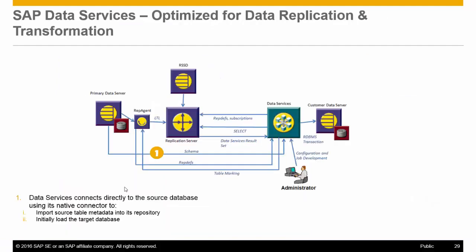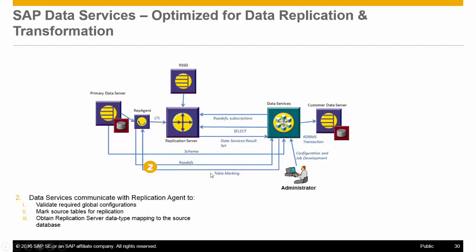Now the process works as follows. The first step is data services will connect directly to the source database using its own native connector, to first import the source table metadata into the data services repository, and then it will use that connection to load the source table into the target table as the initial loading.